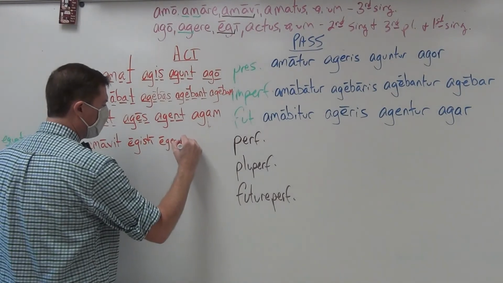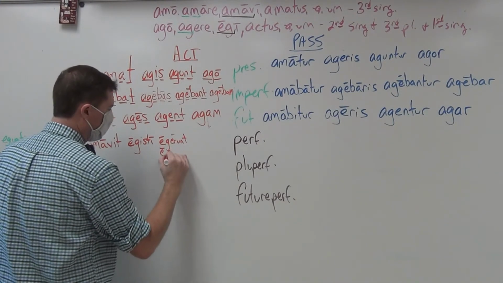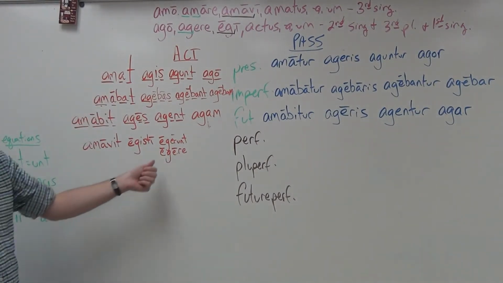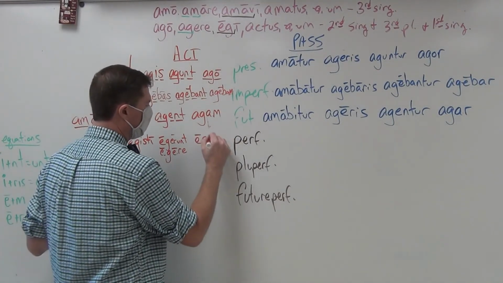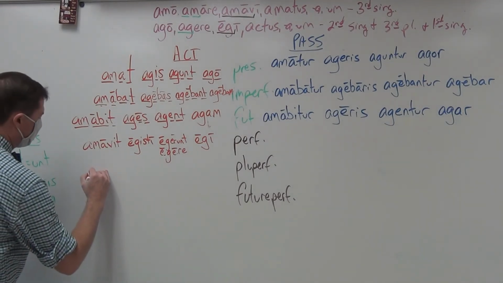Or, remember, there can be the alternate, eg, ere. It's not an infinitive. Why do I know it's not? Perfect stem. And then for the first person, eg, i, isti, it. As simple as that. Pluperfect, it's the exact same formula, except now we're going to use pluperfect endings.